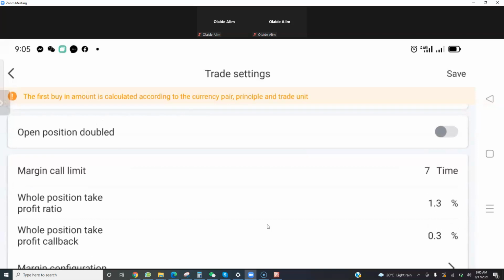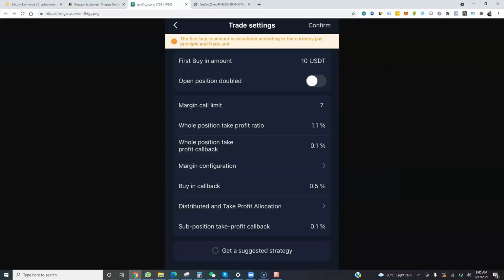Okay, and here is the setting. Let me show you the setting. Here is the setting. Your first buy amount will be $10. Since you don't have enough money, which is $100, your margin call limit will not be 7. You can set your margin call limit to like 3 here. Like 3.